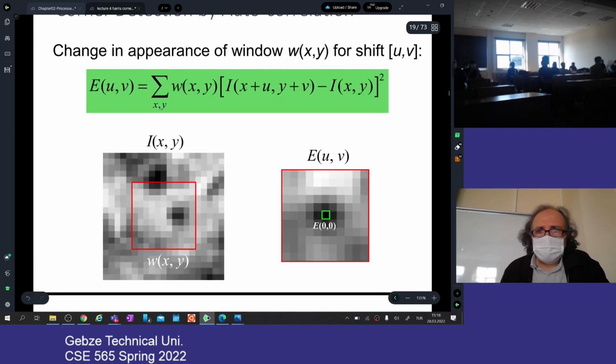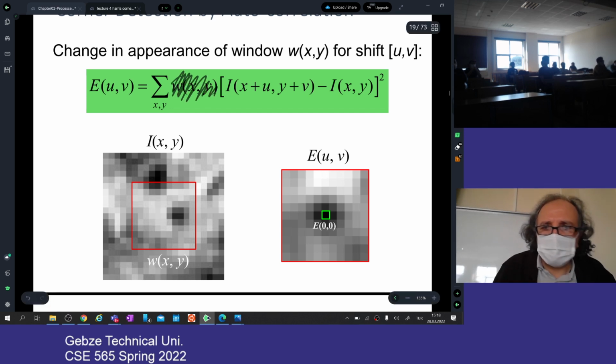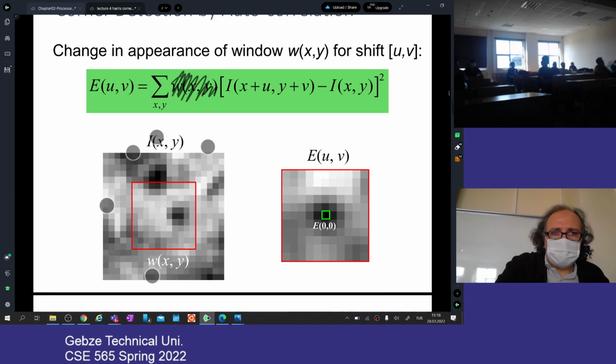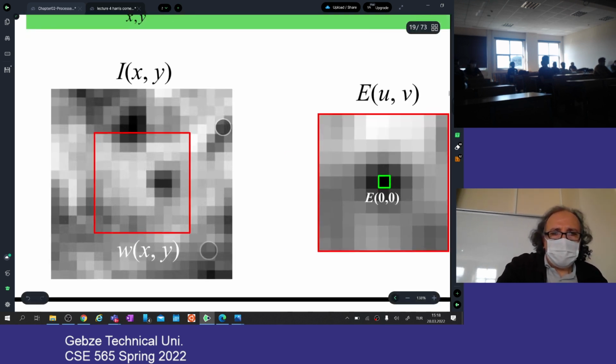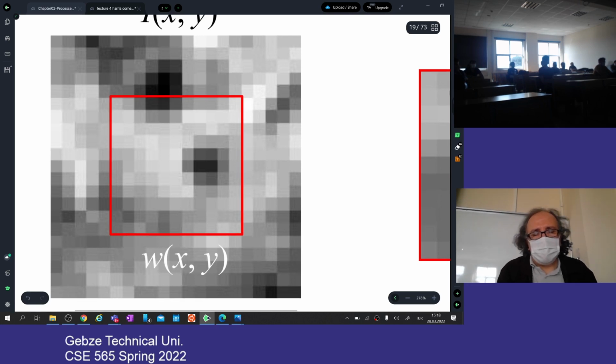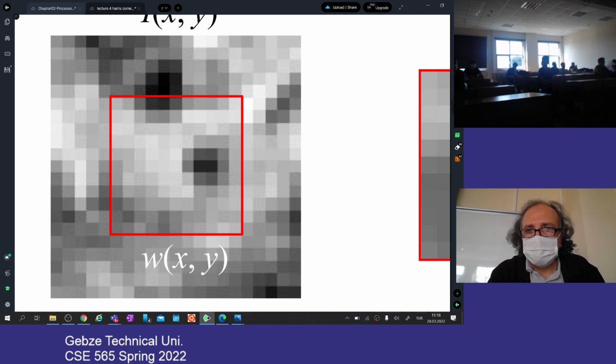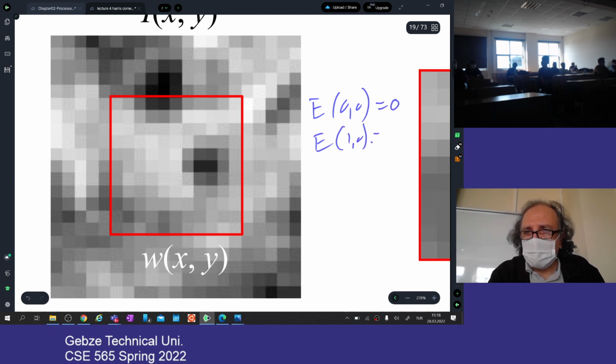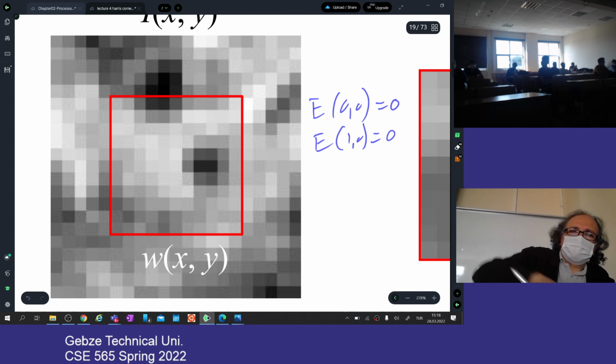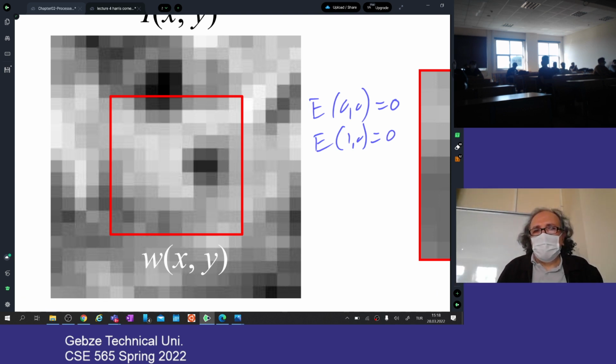This is my original image, and my window is this. Let's say this is an 11 by 11 window. If I move this window around by this amount, E00 is going to give me 0. How about E10? I will shift this window to the right, just 1 pixel, and do all that calculation.